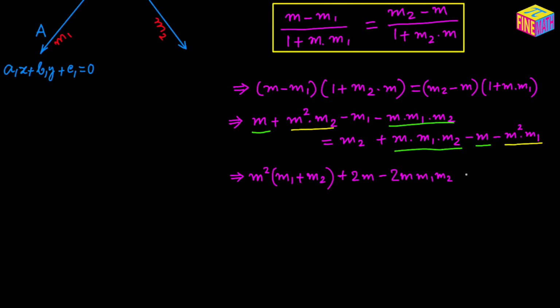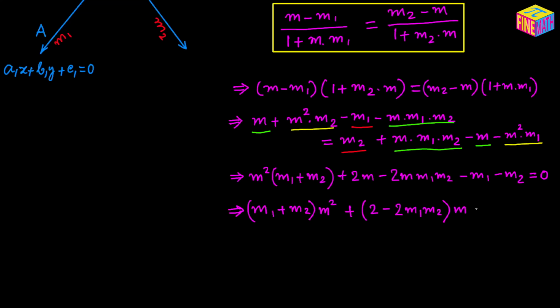So let me write them down here. So it would be negative m sub 1, which is actually this one, and here is another one, which is the m sub 2. So when it comes to the left hand side, it will also become negative, so it will be negative m sub 2, and all of this is equal to 0. And from here, let's rewrite this as m sub 1 plus m sub 2 times m squared, and then let's take m as a common factor out. So we are going to be left with 2 minus 2 times m sub 1 times m sub 2 times m, and then we have a minus. We can write them as m sub 1 plus m sub 2, and all of this is equal to 0.